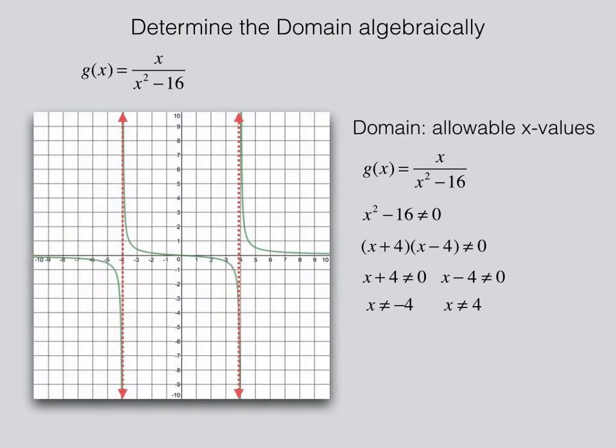And refresh your memory that that makes sense because when we graphed this, we noticed the graph doesn't go through -4 or 4 on the x-axis.